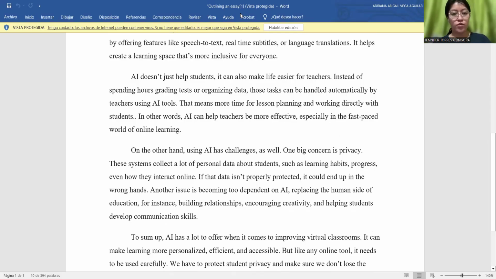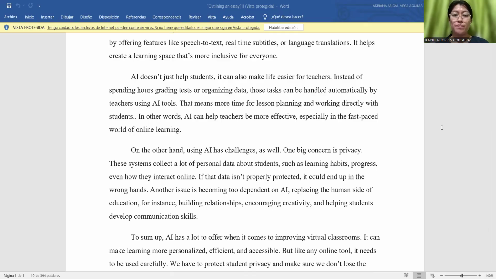Now I'll continue with the second and third paragraphs of the body. The second paragraph explains how AI helps teachers. One big advantage is that it can handle tasks like grading or managing data. That saves teachers a lot of time, allowing them to focus more on planning and working with the students. In other words, AI can help teachers be more efficient and organized, especially in virtual classrooms.